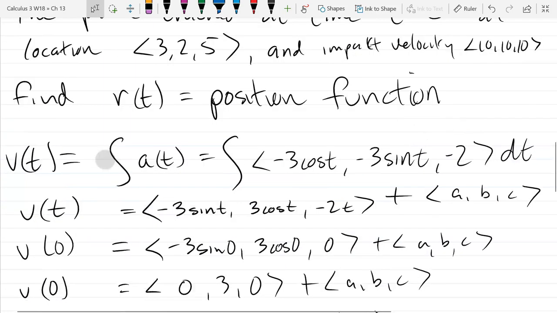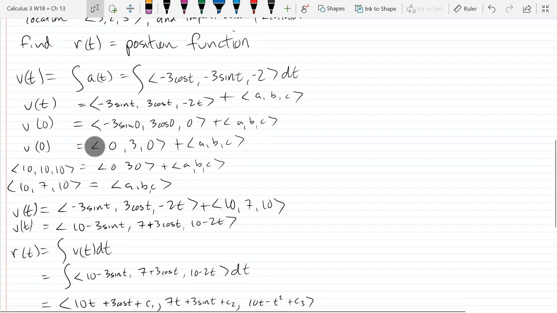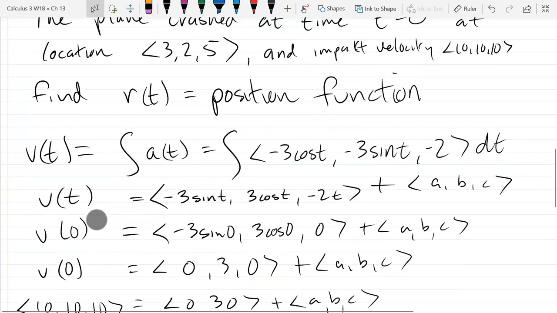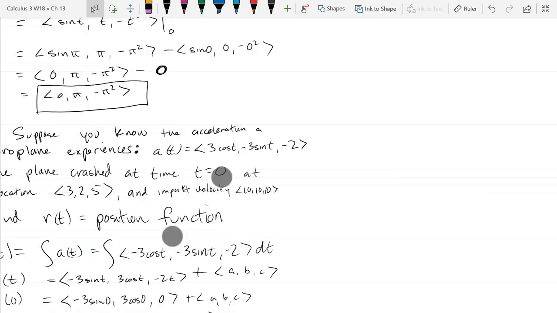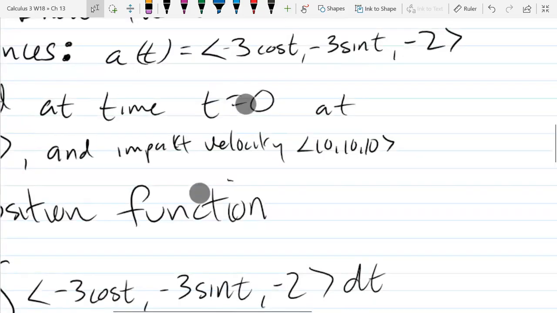I had to give that as an initial condition somewhere. Somewhere we wrote that in. I should have had it written down. Impact velocity was 10, 10, 10. Yeah, on the right side. 10, 10, 10. Oh, there it is. Yeah, right there.